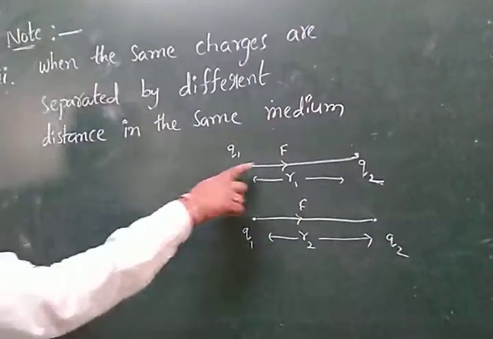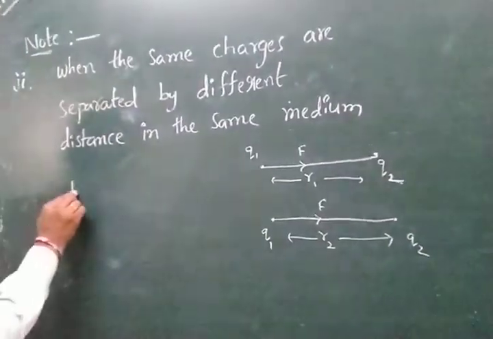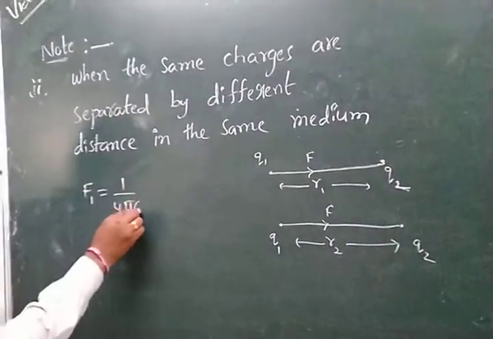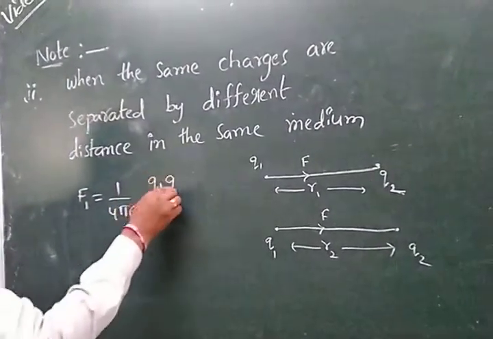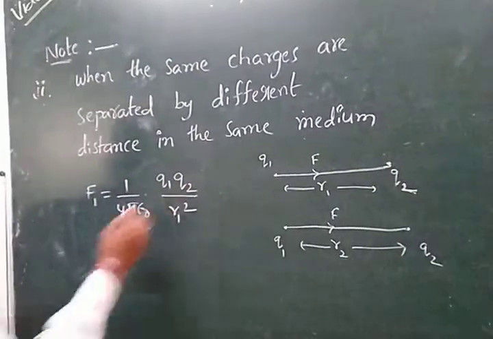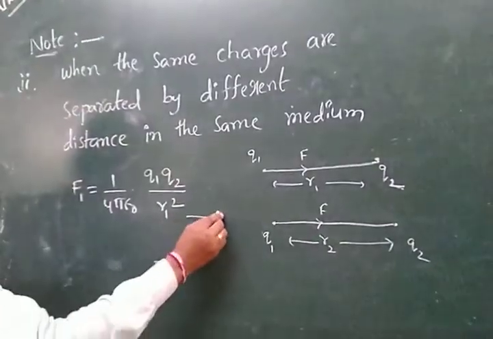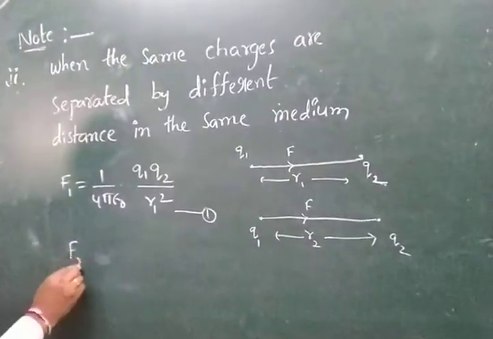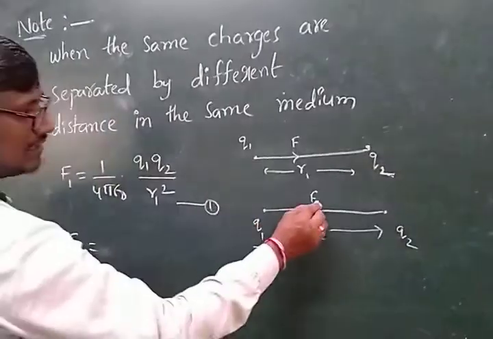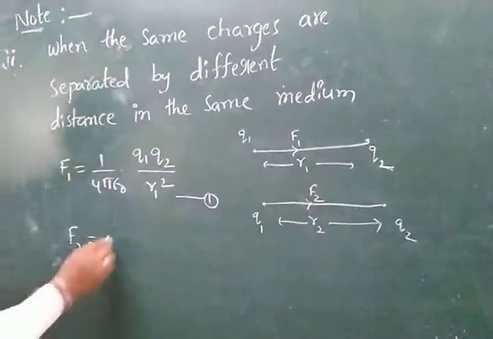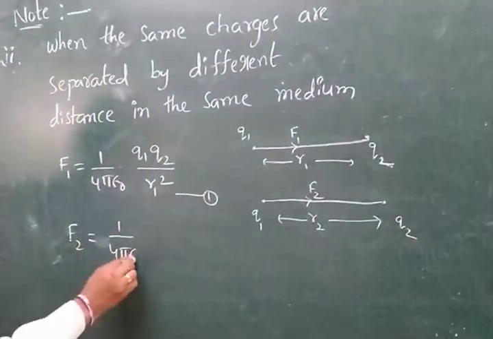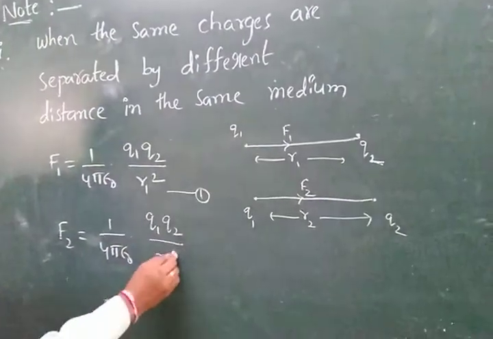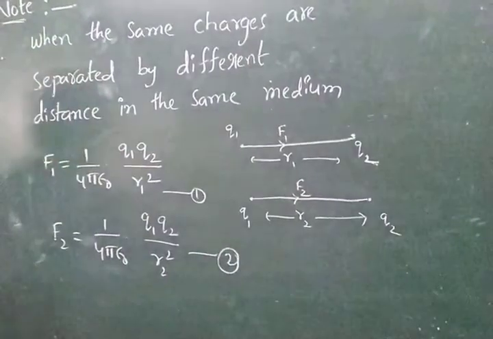When the two charges are separated by a distance of R1, F1 is equal to 1 by 4 pi epsilon naught Q1 Q2 by R1 square. So this is considered equation number 1. For the second case we can write F2 is equal to 1 by 4 pi epsilon naught Q1 Q2 by R2 square. This is considered equation number 2.